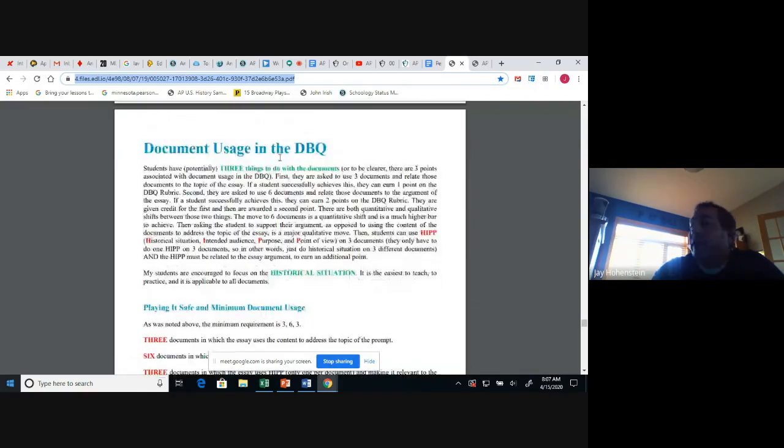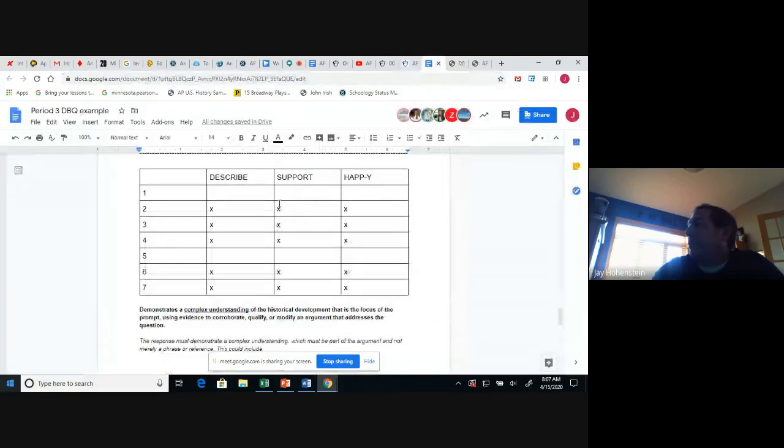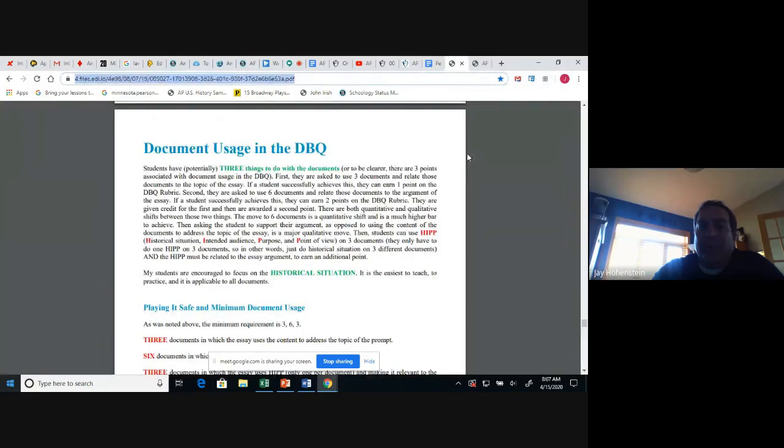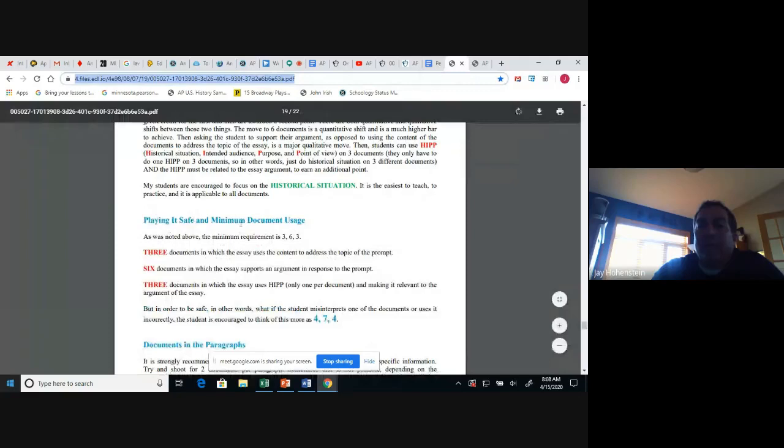But if you're struggling with how to do documents in your essays, like perhaps you looked at the chart for your rubric and this chart's pretty empty over on the far right-hand side here, the John Irish Style Guide can help out quite a bit with that. It mentions down here that you should be playing it safe with your document usage to guarantee that you've got all the points that you need. And he highlights 3, 6, 3 as the minimums on the old rubric, so you should shoot for 4, 6, 4.